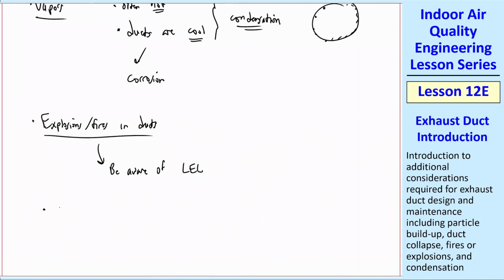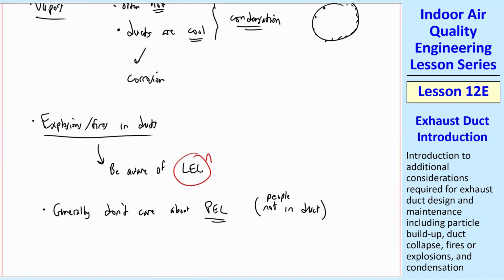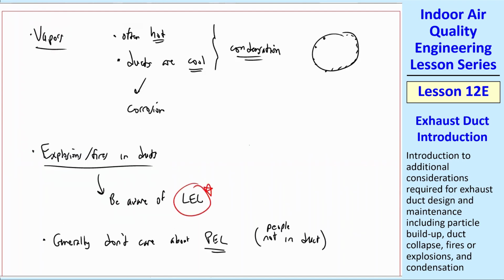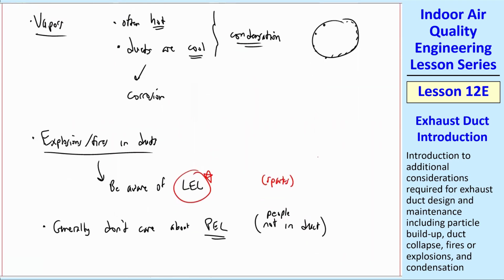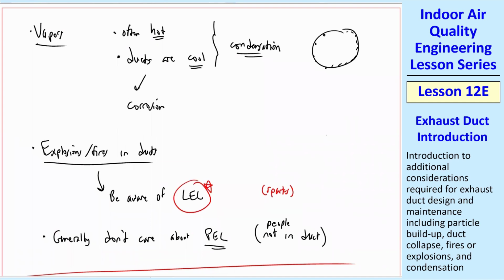A final comment here: we generally don't care about PEL, the permissible exposure level, because people aren't inside the duct. So we don't really care if the PEL is exceeded, but you really have to be careful of the LEL. You can't have too high concentrations going through these ducts, because there are often sparks due to static electricity, and you can get explosions in ducts. Next time we'll start on the equations that we need to solve flow through ducts.